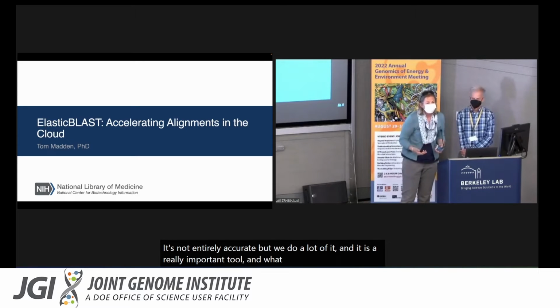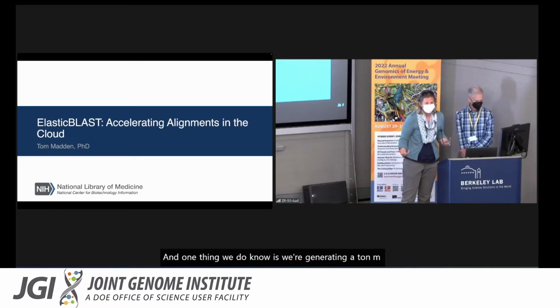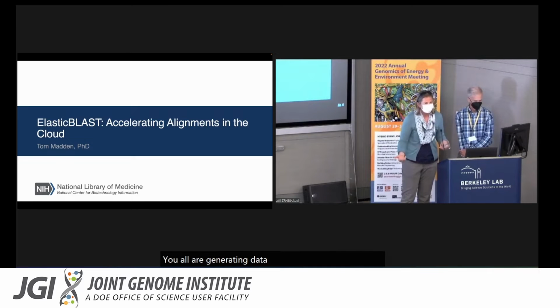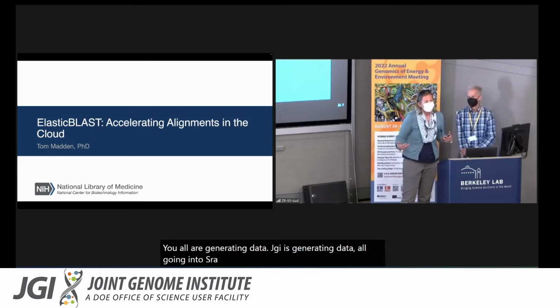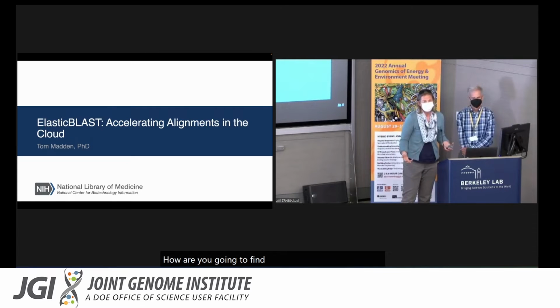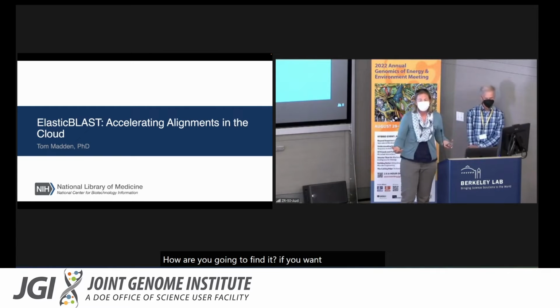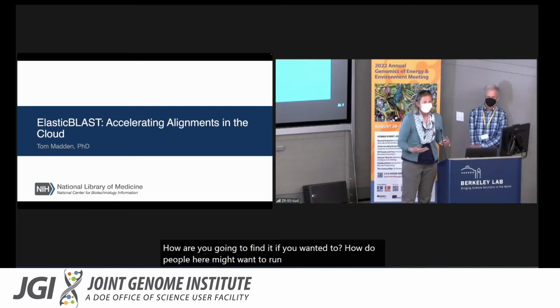And one thing we do know is we're generating a ton more data. You all are generating data, JGI is generating data. It's all going into SRA. How are you going to find it? If you wanted to, how many people here might want to run BLAST on all of SRA for something?